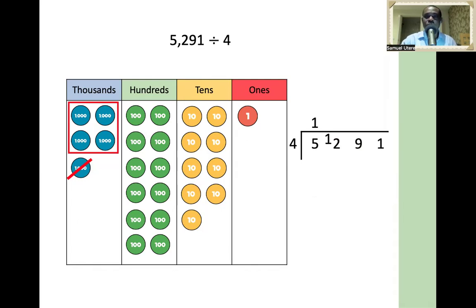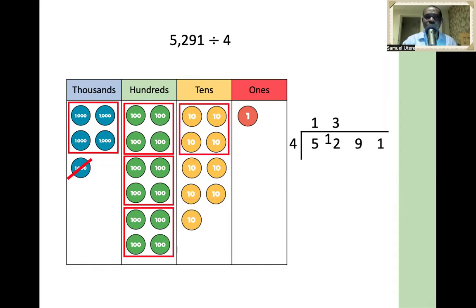Now, we're going to be thinking, how many groups of 400s can we get from these 1200s? Because you can see we have 1200s here. It is 2. Okay, in fact 3. Yeah, we can get 3 groups. Now we write 3 there. So we do not have any hundreds anymore, because we've used it up.